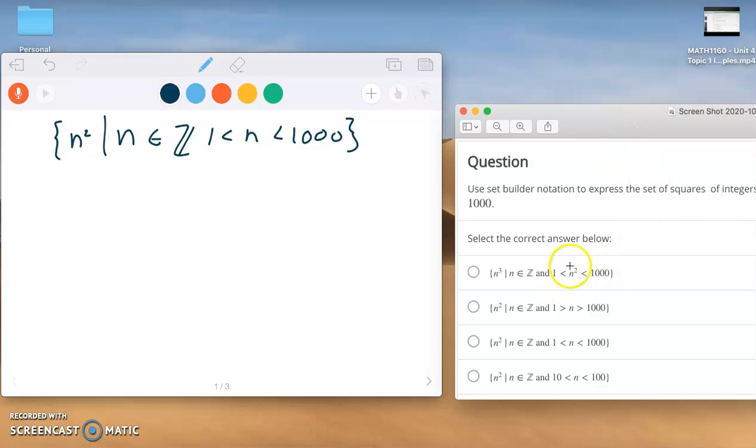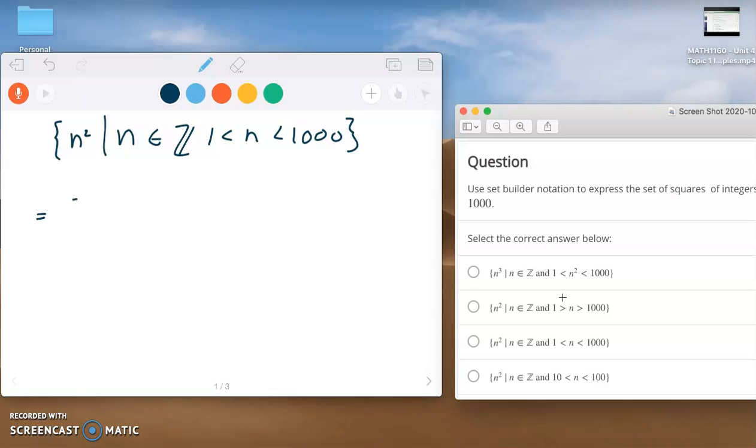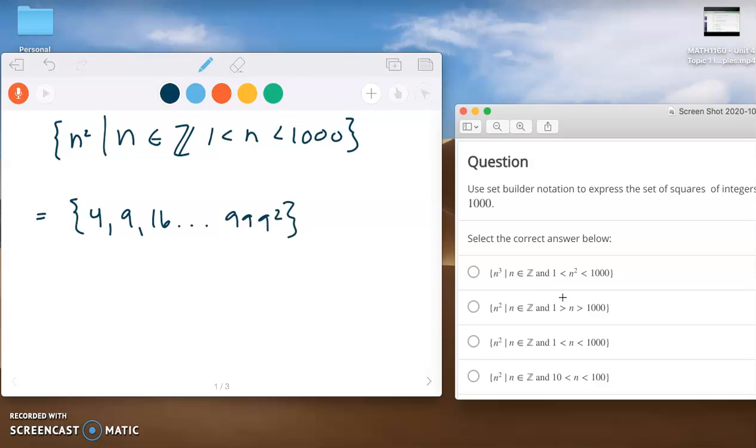Now, I bet a few of you are wondering why we don't have n squared here, because we're not squaring n squared. We're squaring n. We're looking at the set of integers between 1 and 1,000, and then we're squaring them. So if we were to actually start writing out this set, we don't start with 1, right? We start with 2. So 2 squared is 4, 3 squared is 9, 4 squared is 16. We would keep going until we got to 999. I'm not going to do the math out, but 999 squared. That would be your set. So this is the set builder notation, and this is listing out the elements, okay?